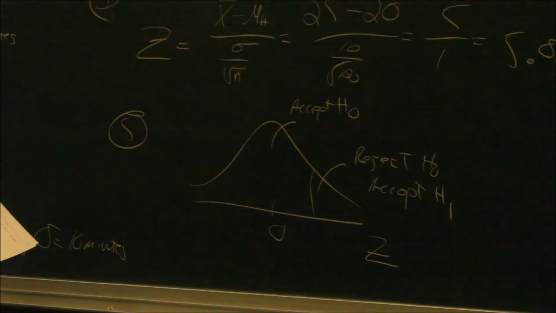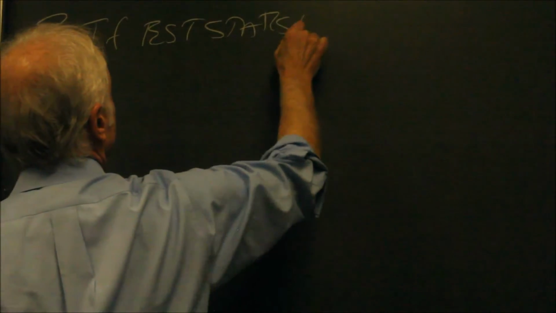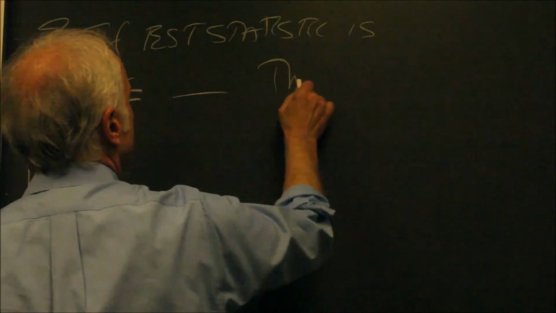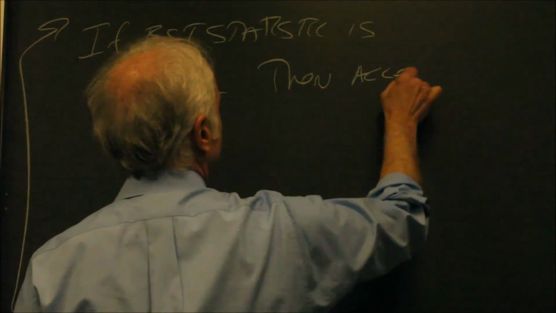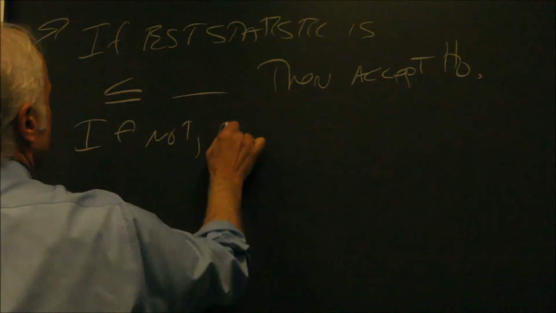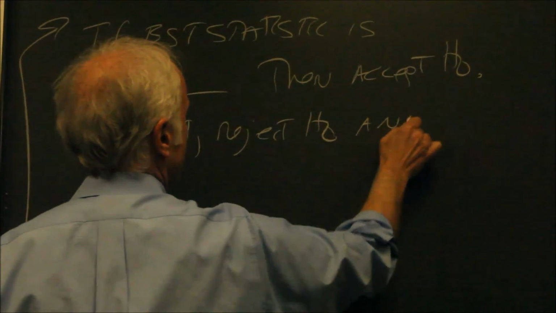So what does this decision rule say? I'll bring it up over here. It says if the test statistic is less than or equal to, I didn't put the critical value in yet. I've got to put the critical value in here first. Then accept H0. If not, reject H0 and accept H1.